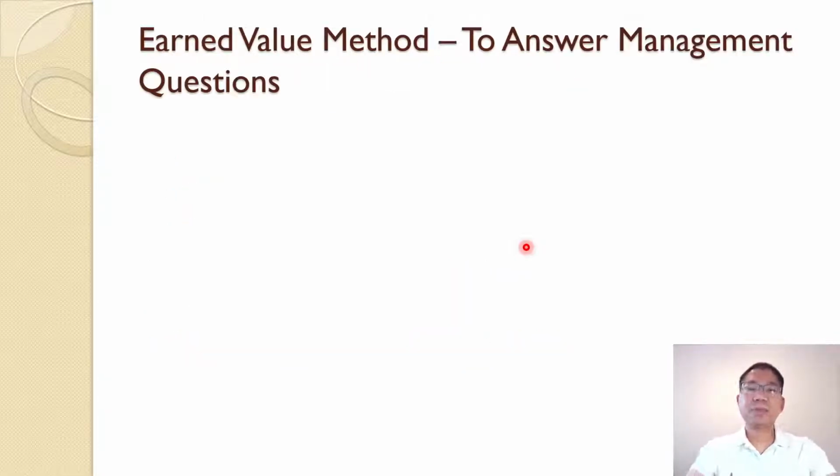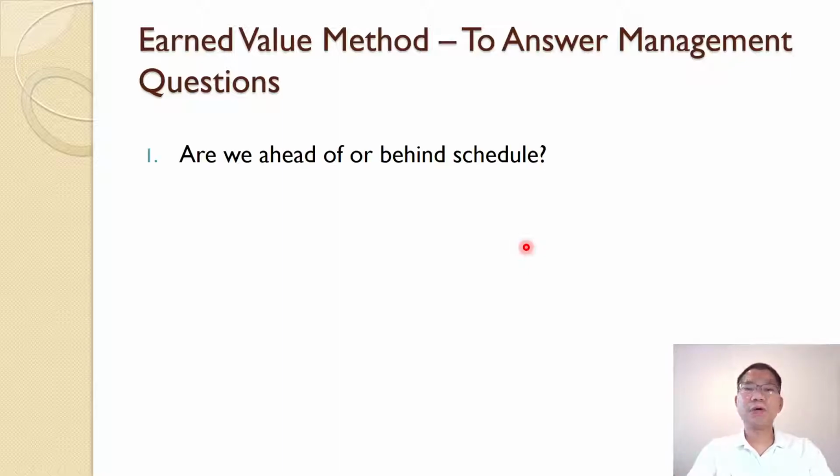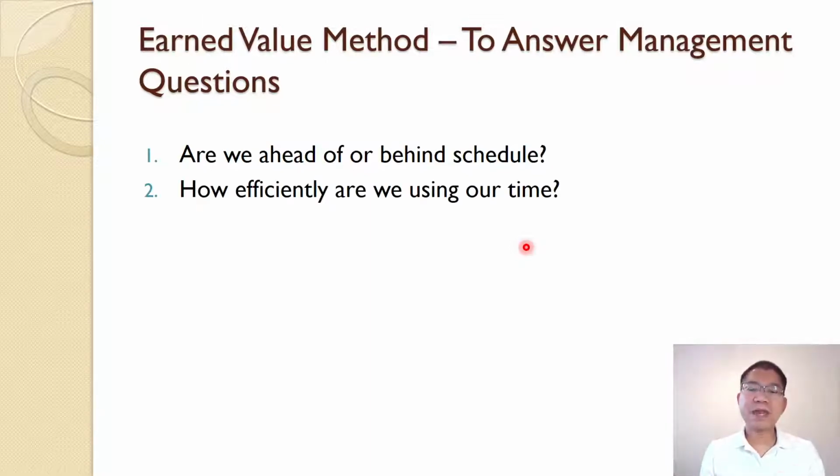So what is that about? The earned value method or analysis, EVA or EVM, can answer multiple management questions. Are we ahead or behind schedule? Something we did in problem 2 in today's class, we can answer that question. The earned value method can answer that question as well. And then, how efficiently are we using our time? That is something the work time relationship may not be able to answer. In the earned value method, we can answer that question.